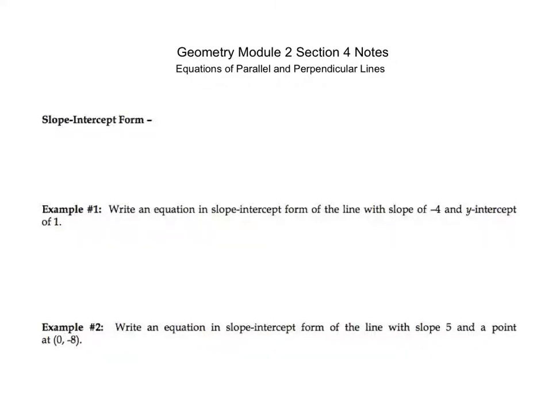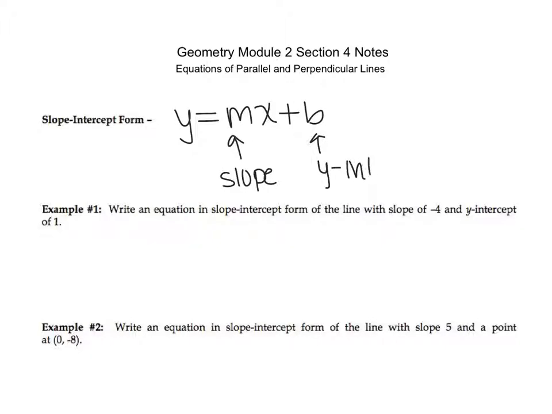In the last section of Module 2, we are going to talk about equations of parallel and perpendicular lines. Before we do that, we have to talk about how to write an equation of a line. The most common form is slope-intercept form. So that's y equals mx plus b, where m stands for the slope of the line and b is the y-intercept.